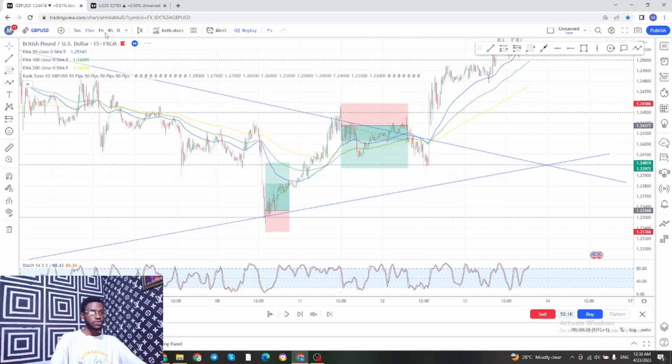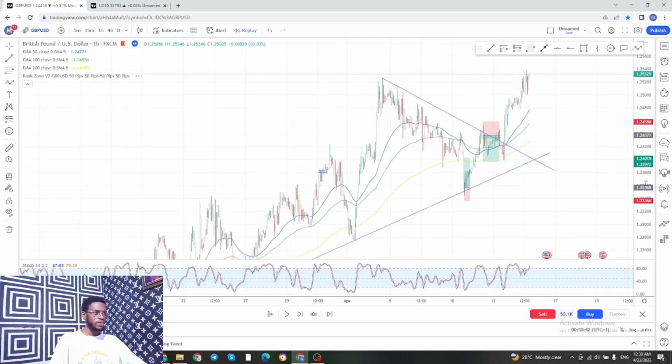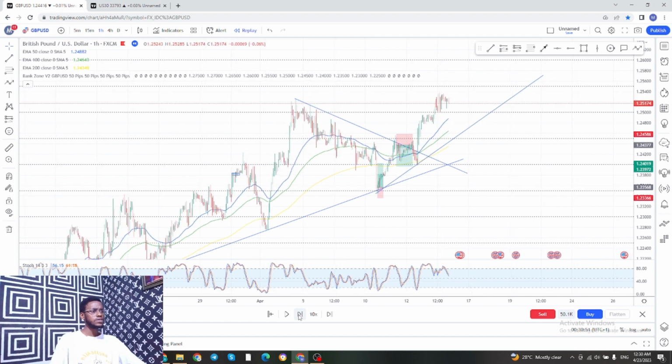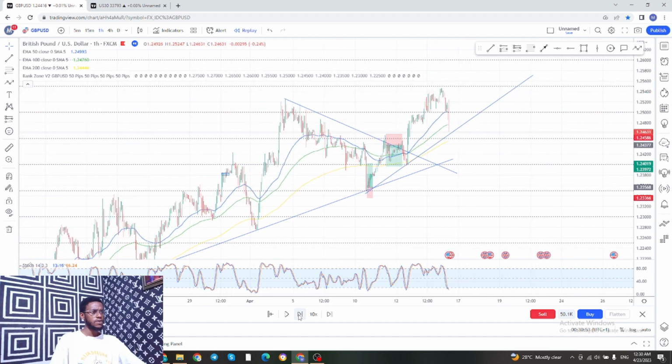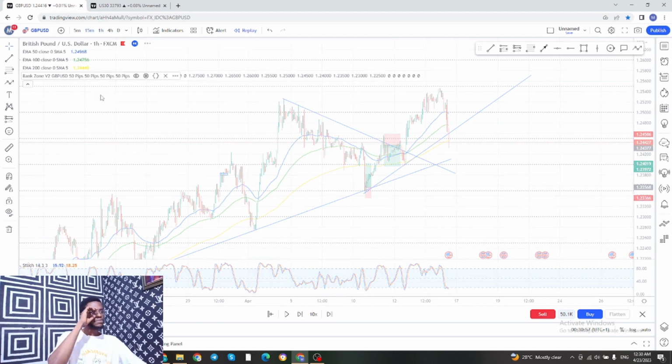Guys, let's go to the 1 hour time frame so this thing moves faster. So I'm going to draw in a trend line from right here, boom, to the other one. So let's see what happens. Let me just play this. Come on, right there, guys. Let's go to the 15 minutes time frame.